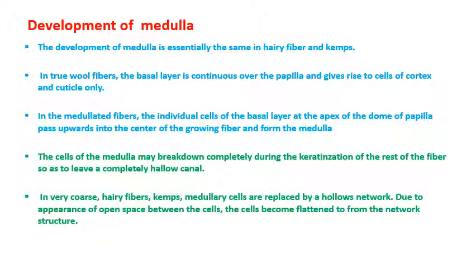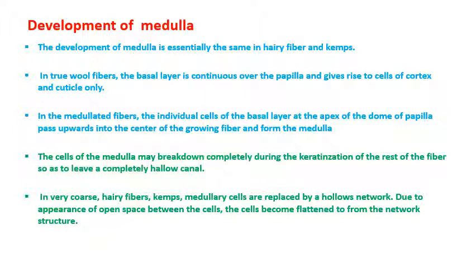In true wool fiber, the basal layer is continuous over the papilla and gives rise to cells of the cortex and cuticle. So in the case of fine wool, the basal layer itself has the typical code or message for growth, and it grows and gives only two structures, that is cuticle and cortex. These details we are going to learn later in the structure of wool fiber.